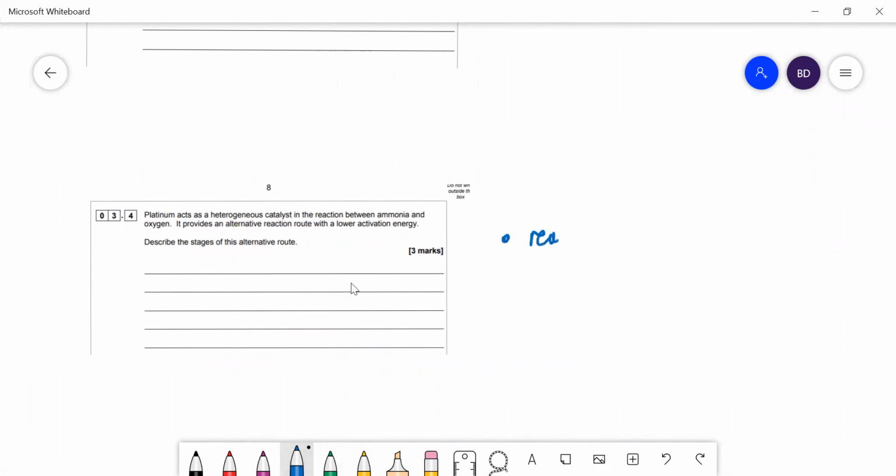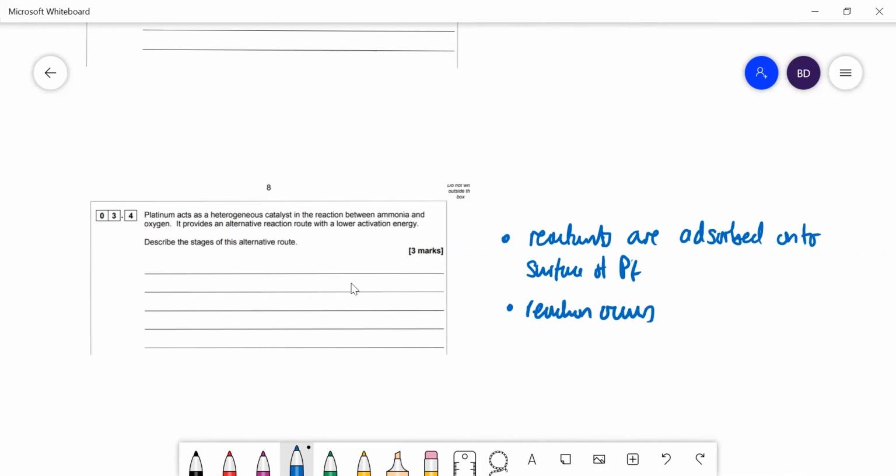but what you need to say is that the reactants are adsorbed onto the surface of the catalyst, the platinum catalyst. Right? The reaction occurs, and then we say the products desorb.